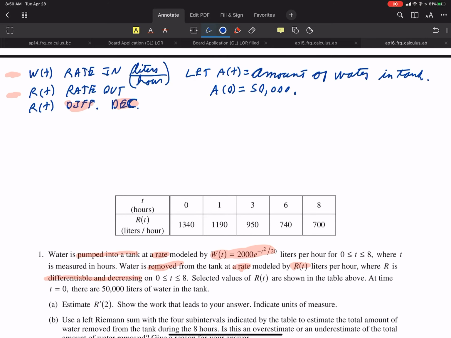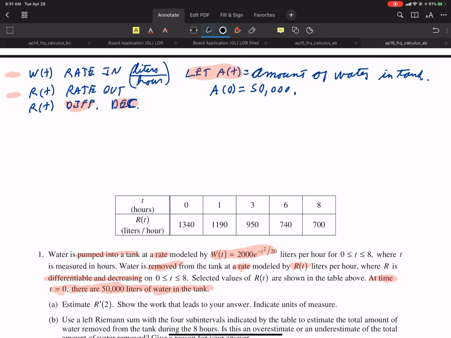And the last thing, at time t equals 0, there's 50,000 liters of water in the tank. That's the starting amount of water. So often in these accumulation type problems, you're going to have the amount of water formula. Therefore, I defined a new function A of t being the amount of water. Since the starting amount was 50,000, I said let A of 0 equal 50,000. So part A.